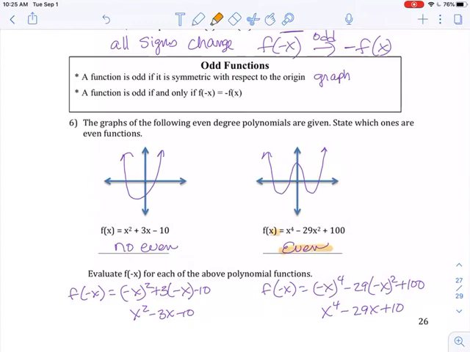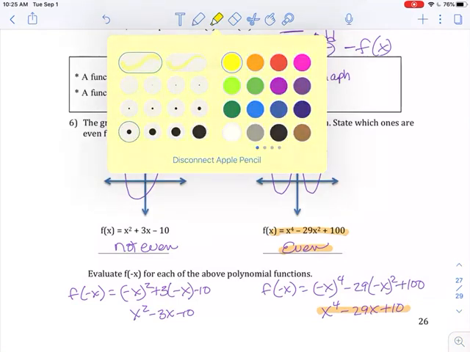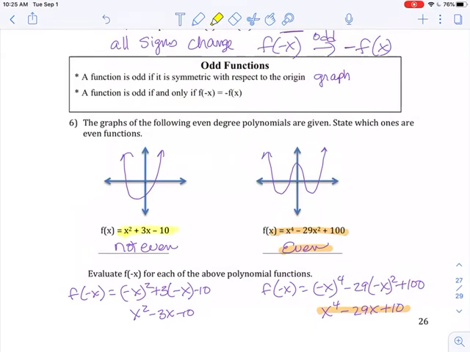Negative x to an even exponent is going to stay positive, but then of course the 29 was negative. So I just want you guys to see that in the one that was even, the signs stay exactly the same when I substitute negative x. The one that was not even, the signs did not stay exactly the same. Positive, positive, negative, positive, negative, negative. So the signs did not stay the same. So that's the key for an even function.